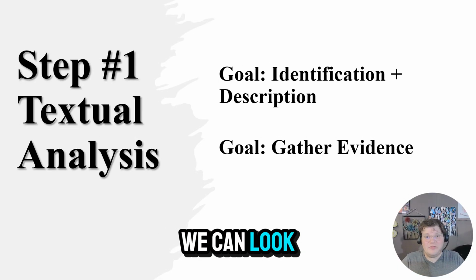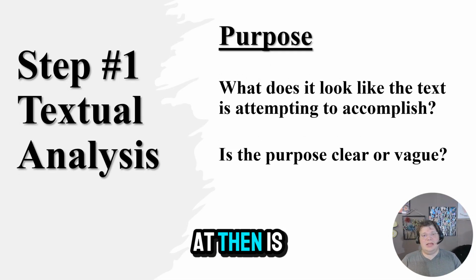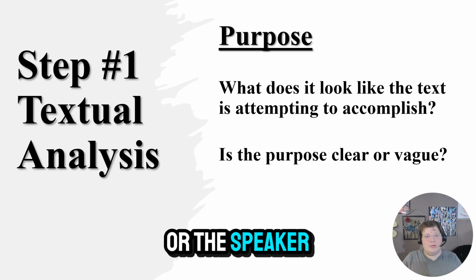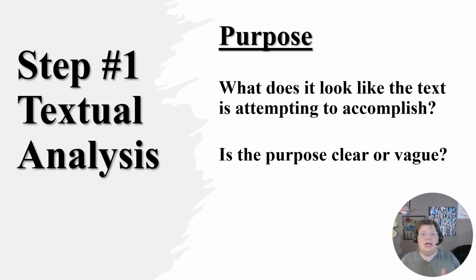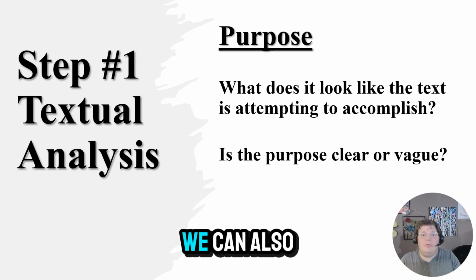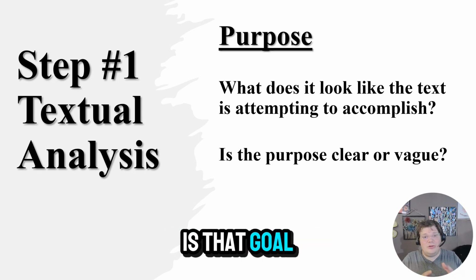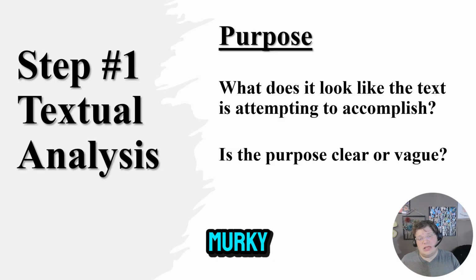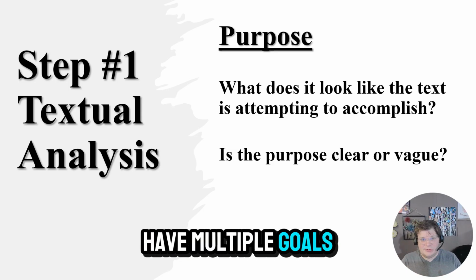At this stage, we can look for 7 different things in our text. The first thing we can look at is the purpose of the text, or how does the text or the speaker represent what they're trying to accomplish? How do they represent their goal? We can also ask questions like, is that goal clear or is it vague or murky? Does the person have multiple goals?